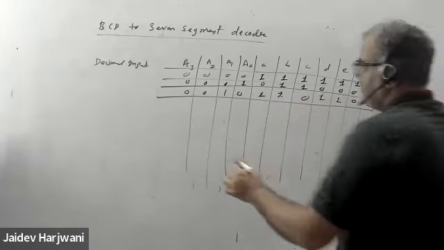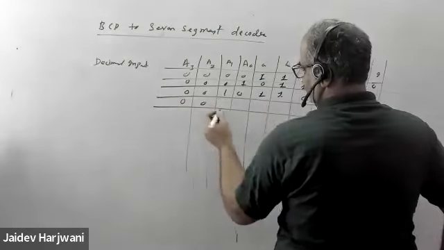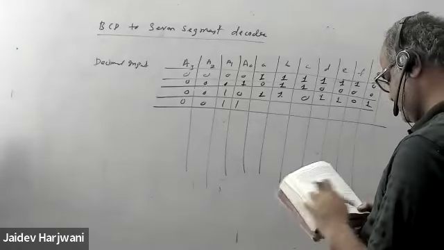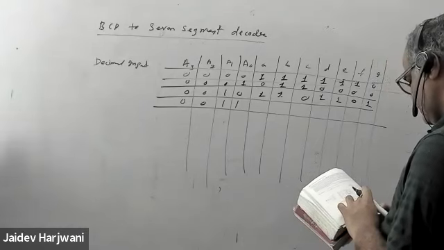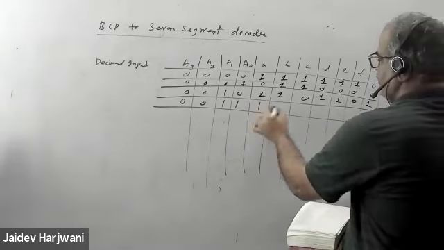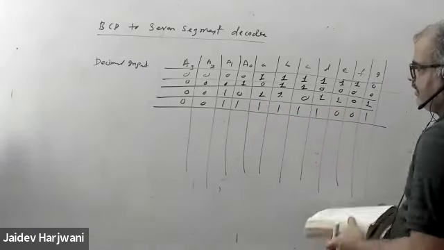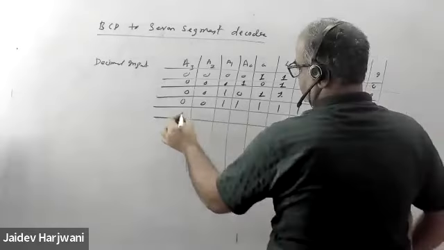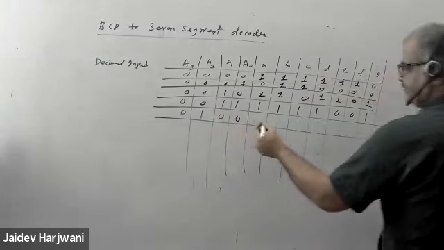Similarly, 0, 0, 1, 1, which is 3. What should be there? Initially for 3, A, B, C, D, G. A, B, C, D, then G. This should be 0. Very good. Similarly, now you have to tell me, you have to plot. Now the next is 4, which is 0, 1, 0, 0. What should I write for 4?